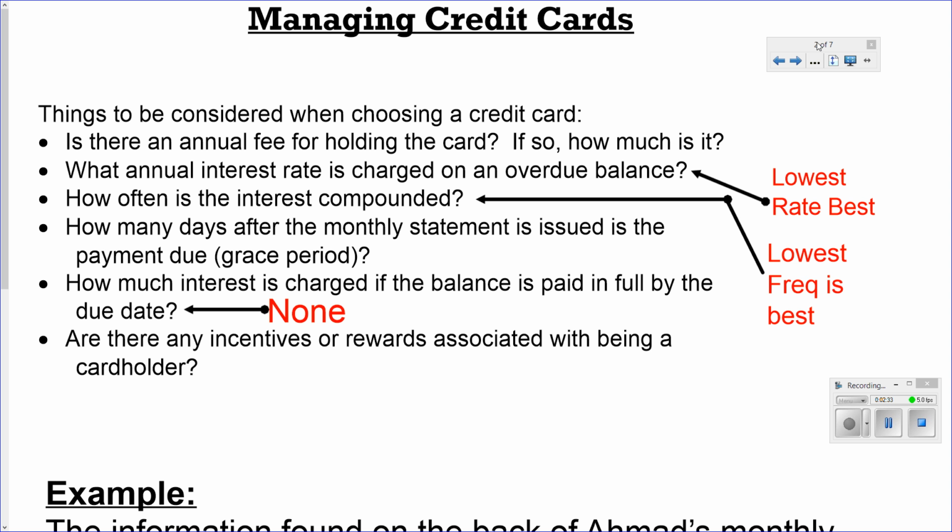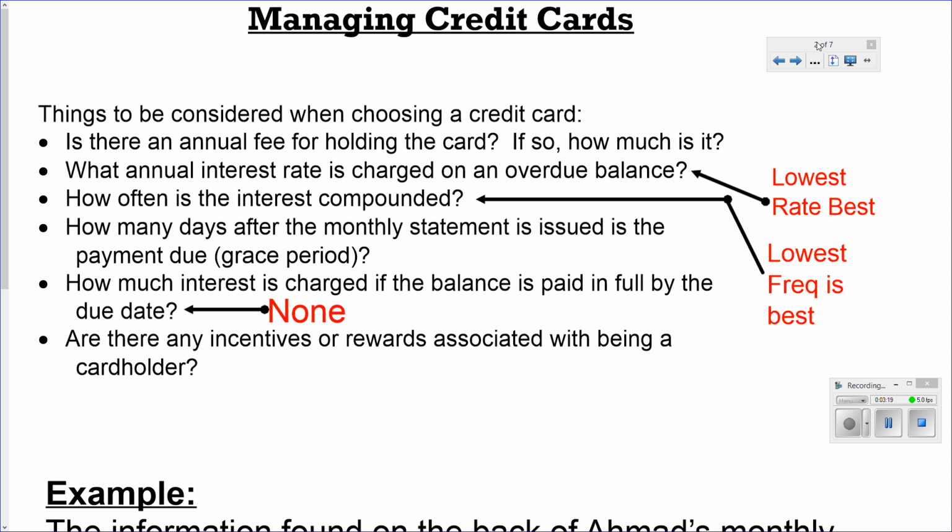Now, the other thing we're going to take a look at is how many days after the monthly statement is issued the payment is due, right? We usually call that a grace period. On every credit card, you can charge something, and then they give you a certain amount of time to wait and pay it off before you get interest. The other thing you need to consider is how much interest is charged if the balance is paid in full by the due date. In this case, we have none.